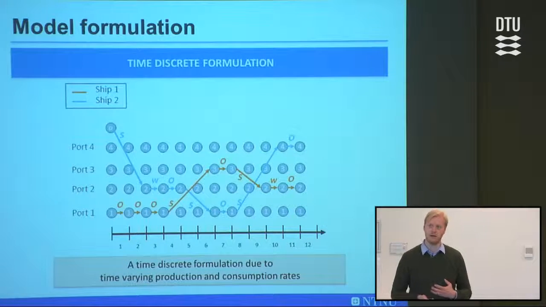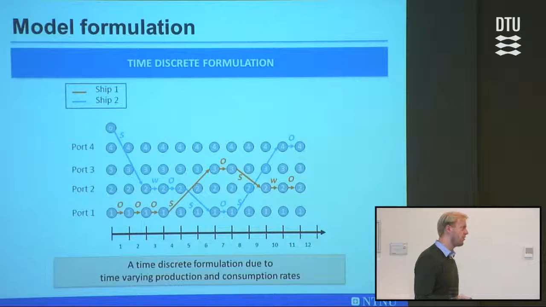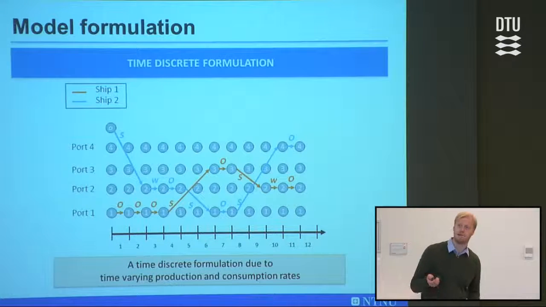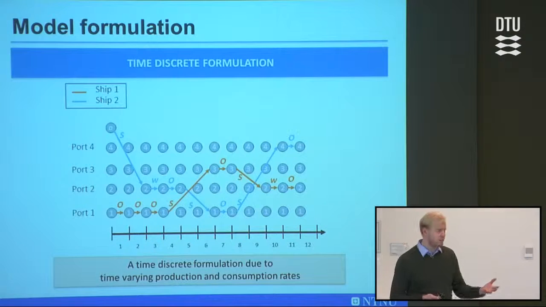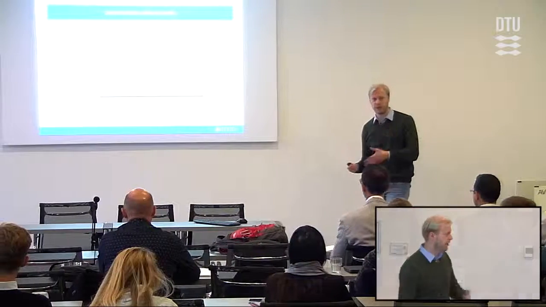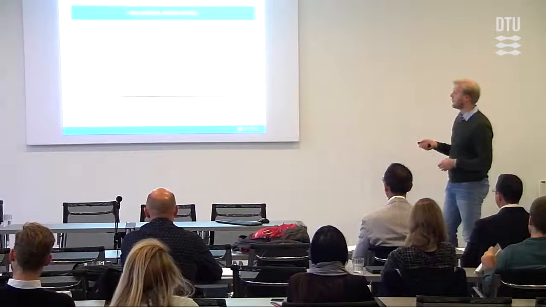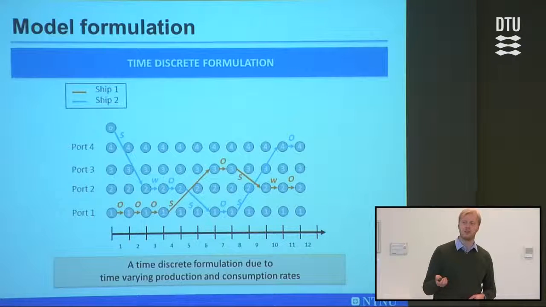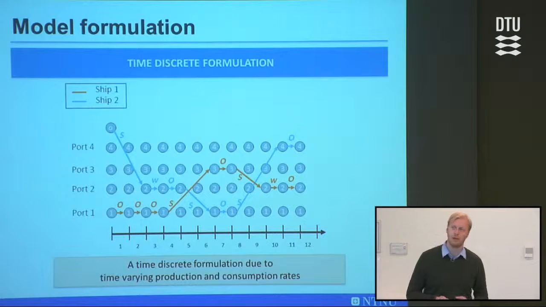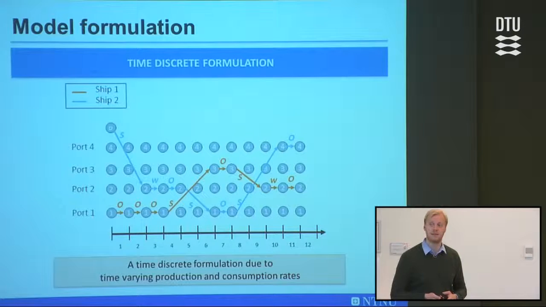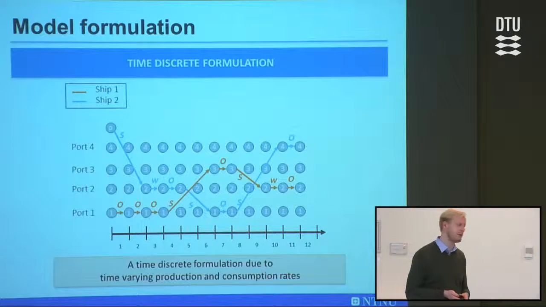And the reason for having these time discrete formulations is that we then can have time-varying production and consumption rates. So we can say in port 1, day 1, we produce 13 of this product. The next day we produce 10. The third day we produce 7, and so on. While if we have constant rates, then it's easier to model it differently. But here we use a time-discrete formulation.